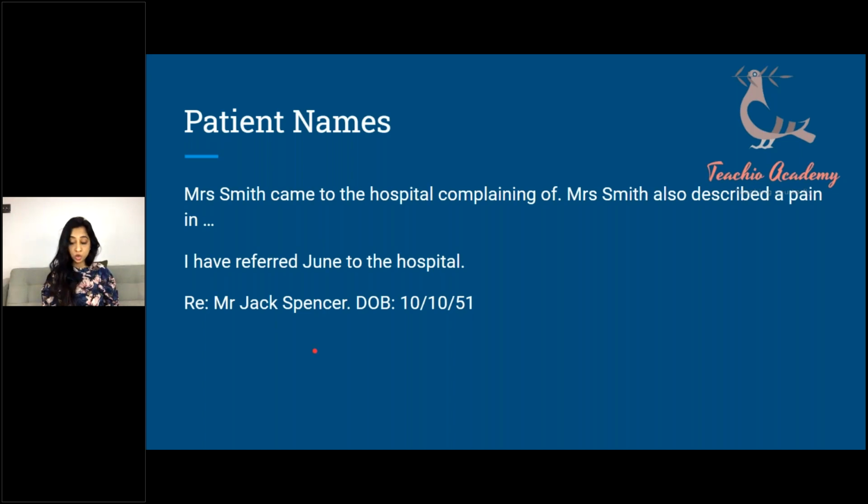Another thing, guys, please make sure when you're starting your actual letter and you're referring to the patient's full name, it's going to be Mr. M is going to be capital. The J in Jack is going to be capital. The S in Spencer is going to be capital. And then full stop. And then the date of birth, if you want to write it in that format, all of these things have to be in capital as well. So DOB will be in capital. So this is also a very, very easily correctable mistake that students make on their exam.